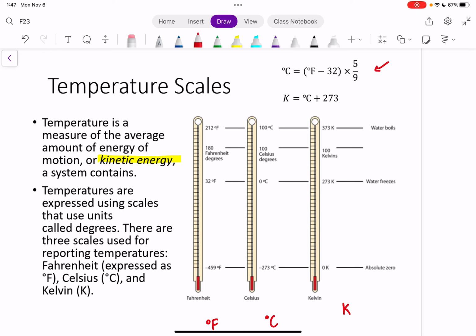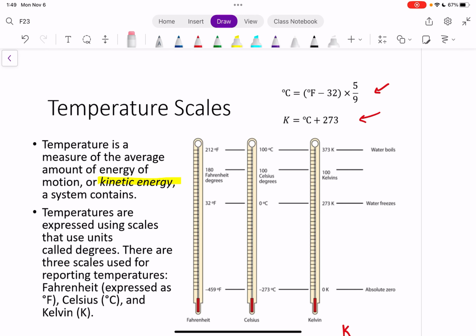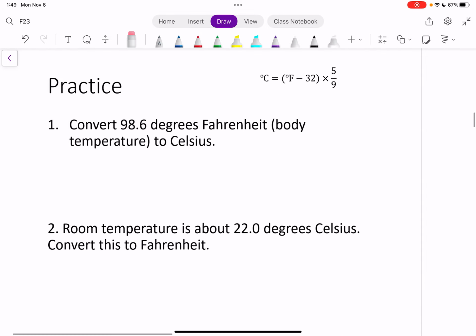So we can use this top equation to go from Fahrenheit to Celsius or Celsius to Fahrenheit. And you can use this bottom equation to go from Celsius to Kelvin, or vice versa. What you can't do is go directly from Fahrenheit to Kelvin. So if you need to go from degrees Fahrenheit to Kelvin, convert to Celsius first and then to Kelvin. But we'll practice this.